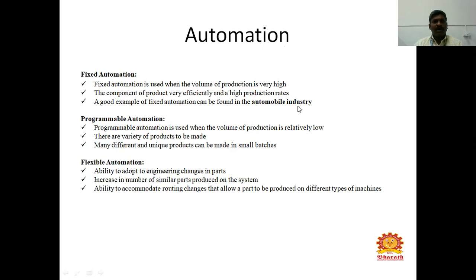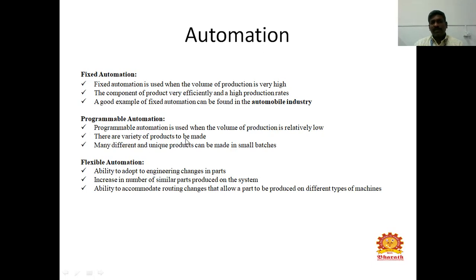Next one is programmable automation. Programmable automation is used when the volume of production is low compared to fixed automation. In this programmable automation, we can program a machine to do some work, and once the task is completed, we go for another task. That's why it's called programmable. We have to change the program and do the other task. Like that we can go on.